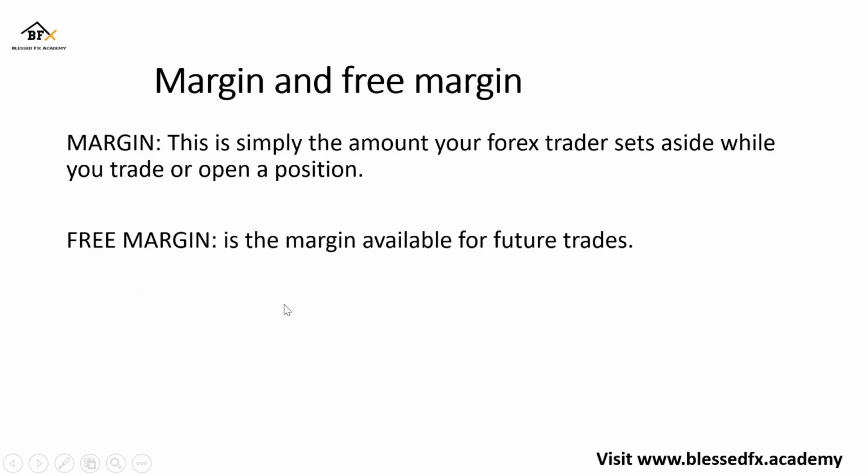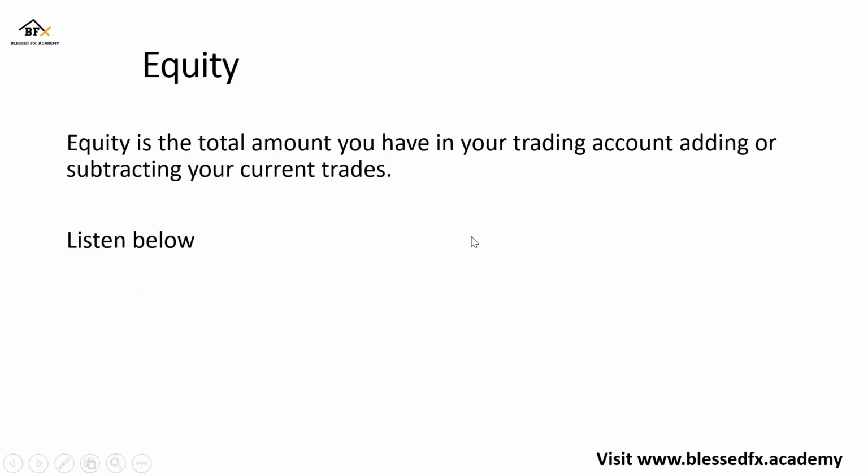The free margin is now the part of your capital available for future trades, because it's not just one trade you can open, right? You can open multiple trades. When you place one trade, some part of it is still left for you to be able to open more trades, okay? So we have equity. Equity is the total amount you have in your trading account, adding or subtracting your current trades.